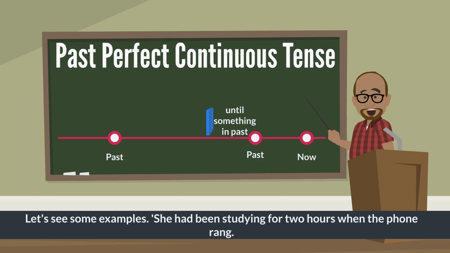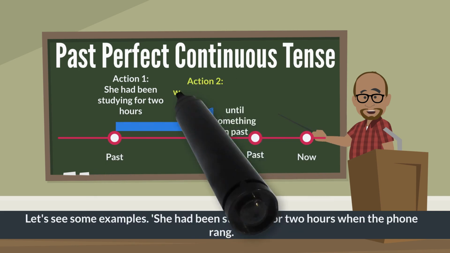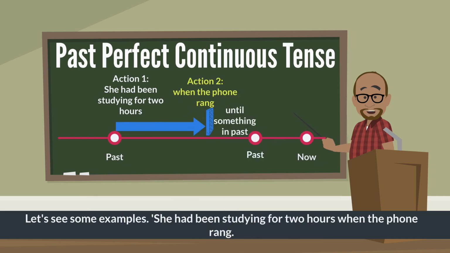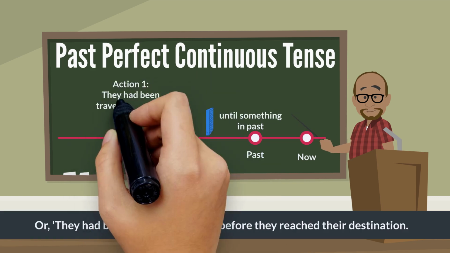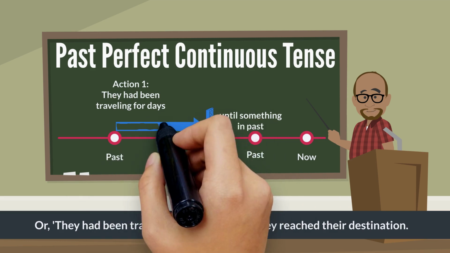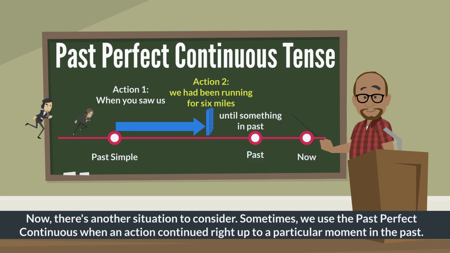Let's see some examples. She had been studying for 2 hours when the phone rang. This means she was studying, and then the phone rang. Or, they had been traveling for days before they reached their destination. Now, there's another situation to consider.